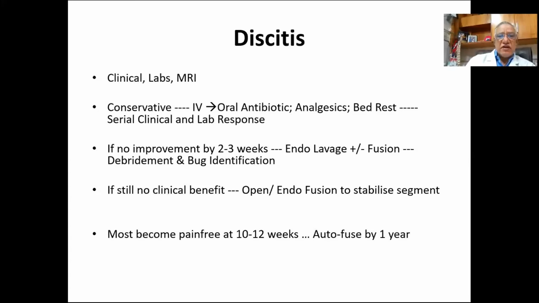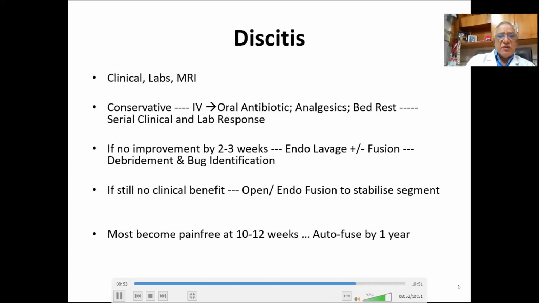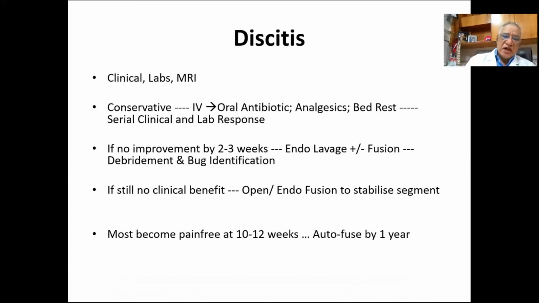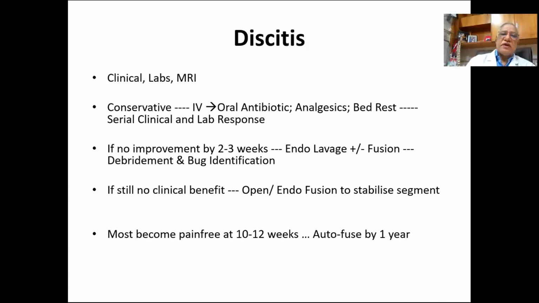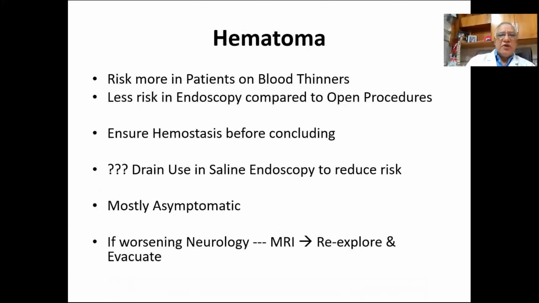If there is still no clinical benefit, open or endoscopic fusion is a good idea if lavage has not helped. But in my clinical practice, I have not fused any of the patients who got infected. Usually these patients settle down in about 4 to 6 weeks' time, and usually they autofuse by the end of 1 year. Hematoma: this risk is more in patients on blood thinners, and less in endoscopy compared to open procedures.